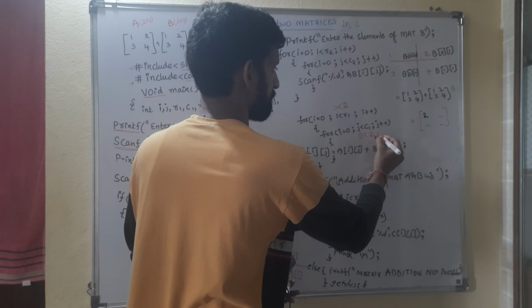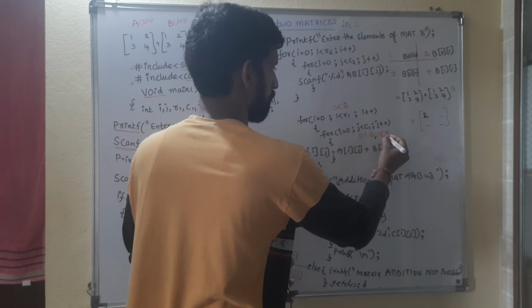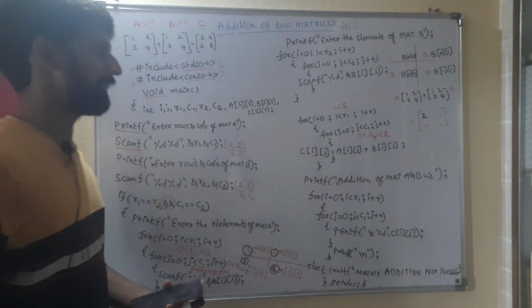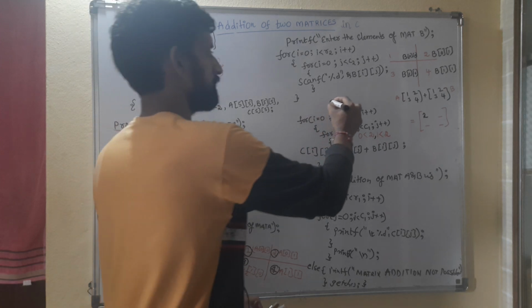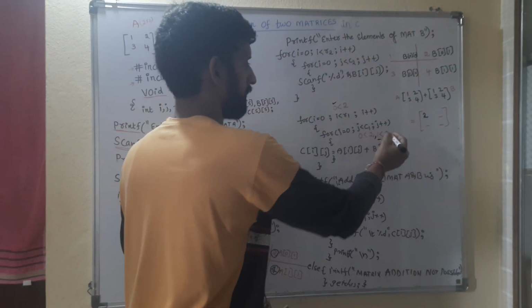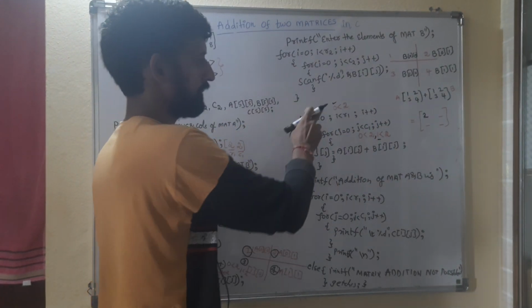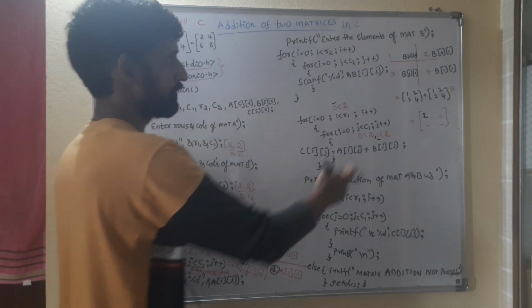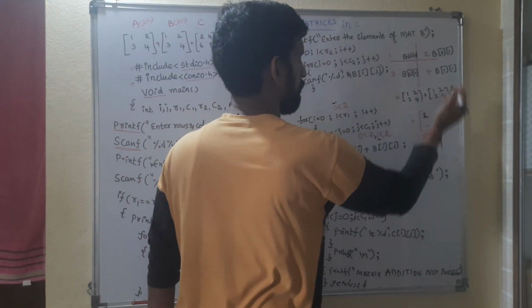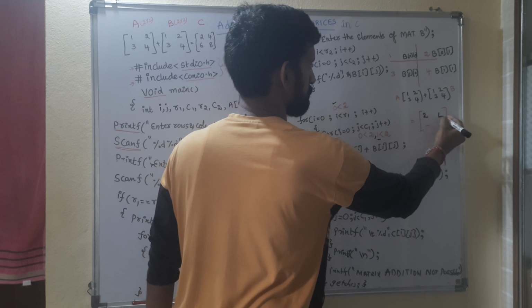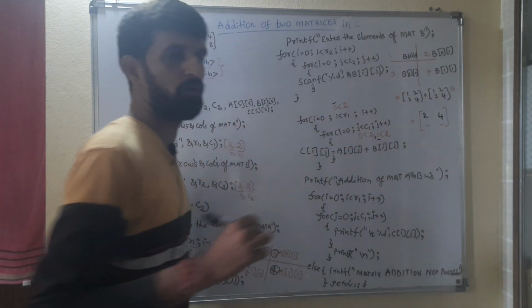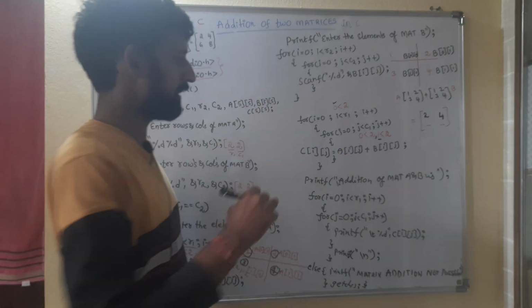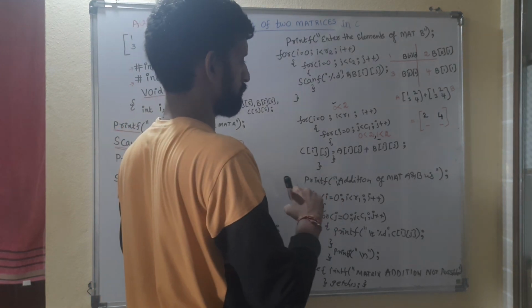When J is incremented by 1, 1 is less than 2, so the condition is true. Now I is 0 and J is 1. This is A of 0 1, and B of 0 1 also has the value 2. So we add 2 plus 2, which is 4. Finally we have two more values.